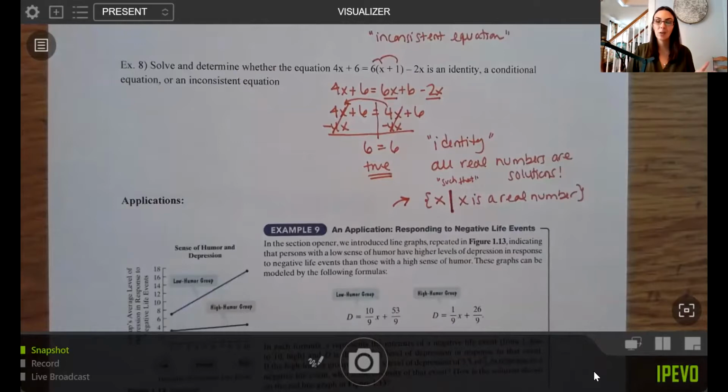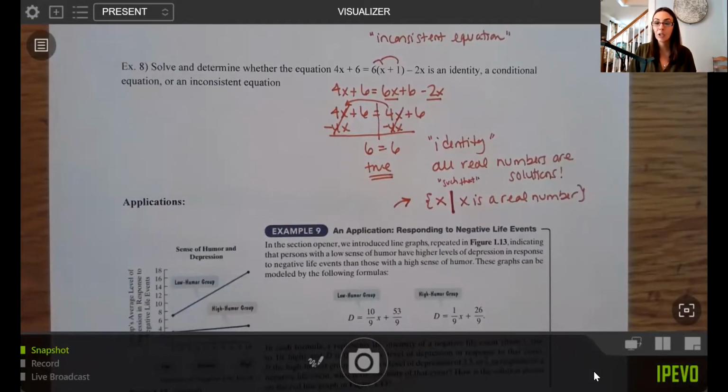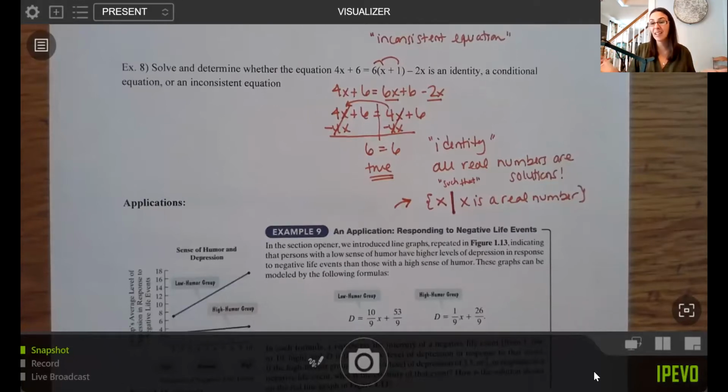Realistically, in the real world, you really should not be getting identities, right? So if you're trying to solve a problem in the real world, you shouldn't have that everything is a solution. That's kind of weird. So these tend to be more theoretical examples, but still something to watch out for as you're going through your text and as you're doing your homework.